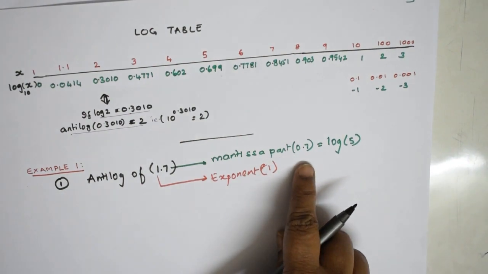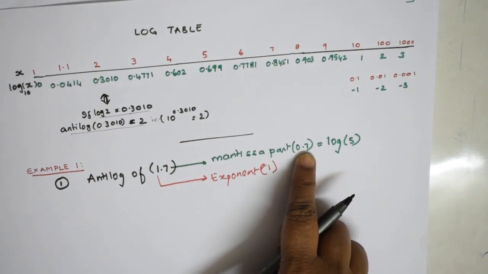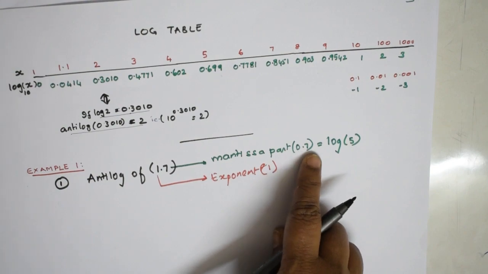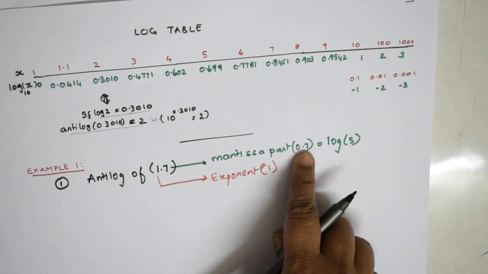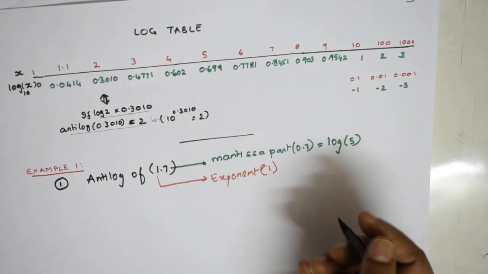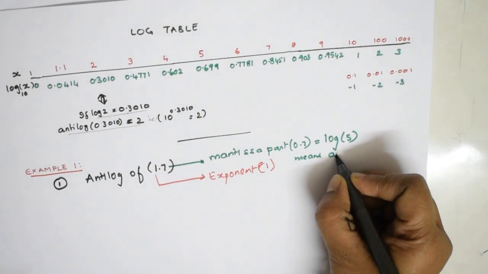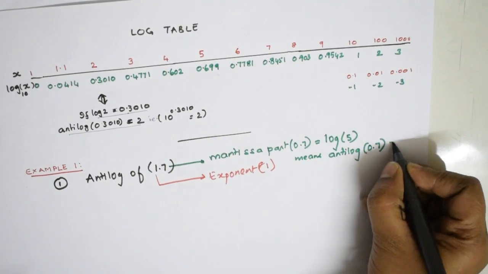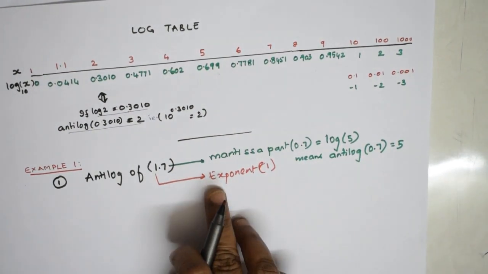So what does it mean? It means antilog of 0.7, if I have to find the antilog, that's nothing but antilog 0.7, which is equal to 5. Once again, it means antilog 0.7, which is equal to 5. Let us write that. It means antilog 0.7 is equal to 5. That's fine, students. Now here in the exponent part we have written, isn't it?